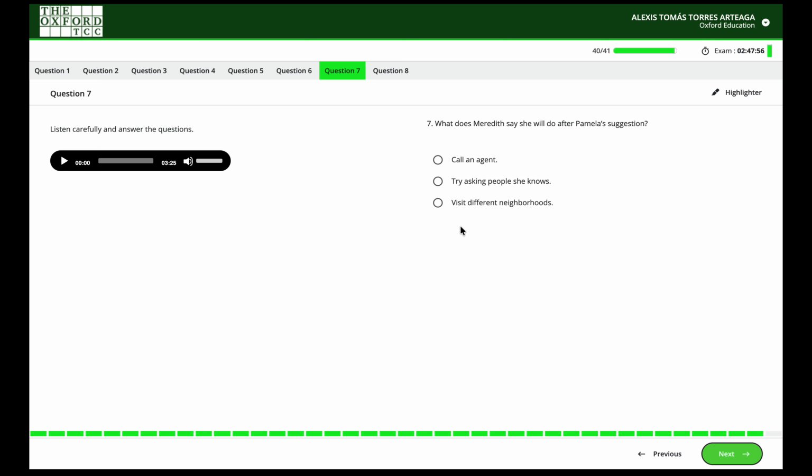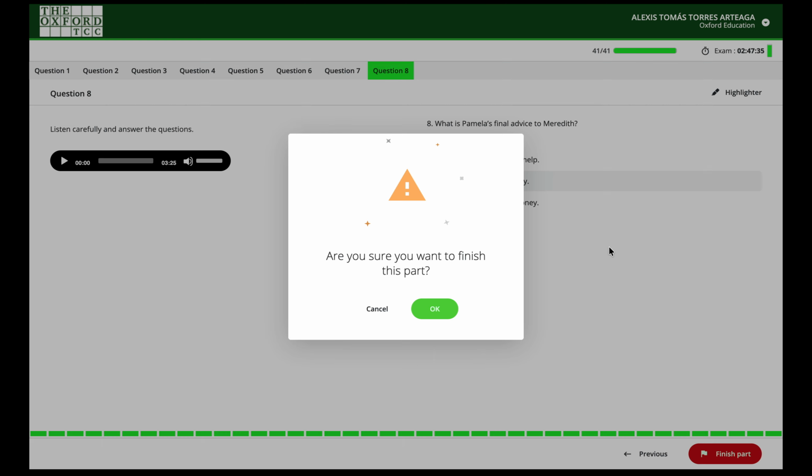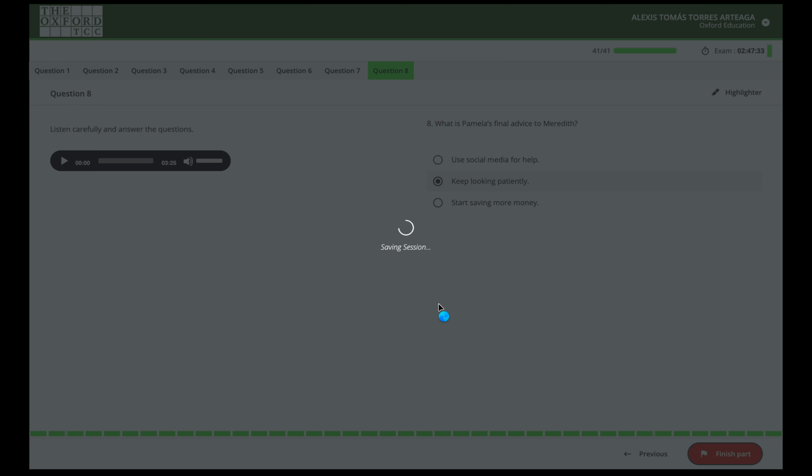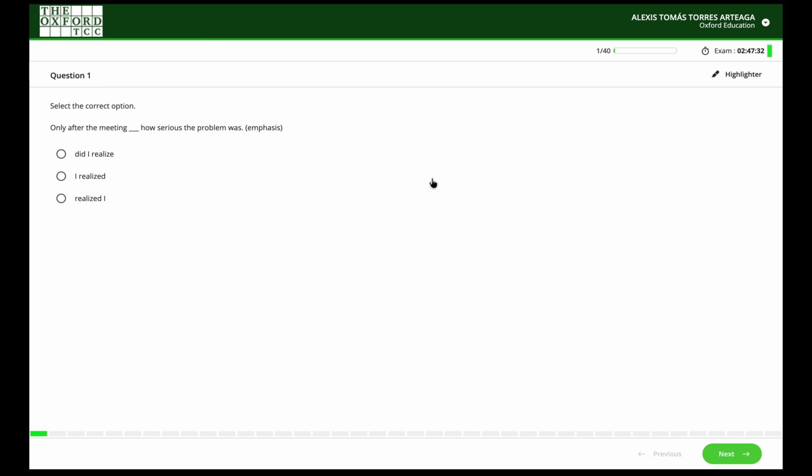What does Meredith say she will do after Pamela's suggestion? Try asking people she knows. What is Pamela's final advice to Meredith? Okay, savings. Select the correct opinion. Only after the meeting did I realize how serious the problem was.